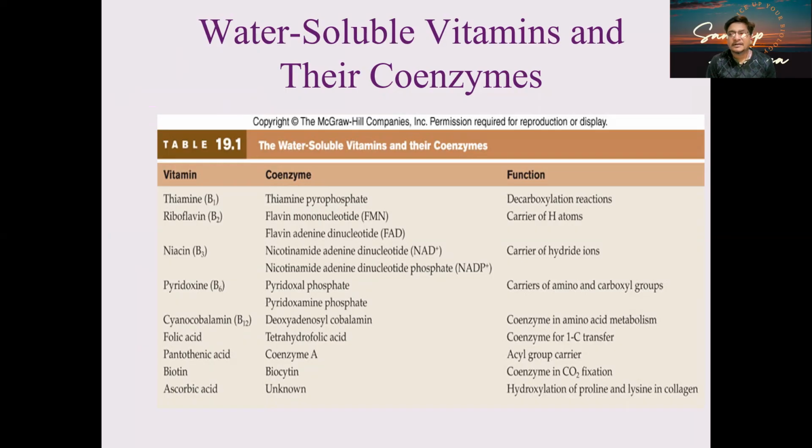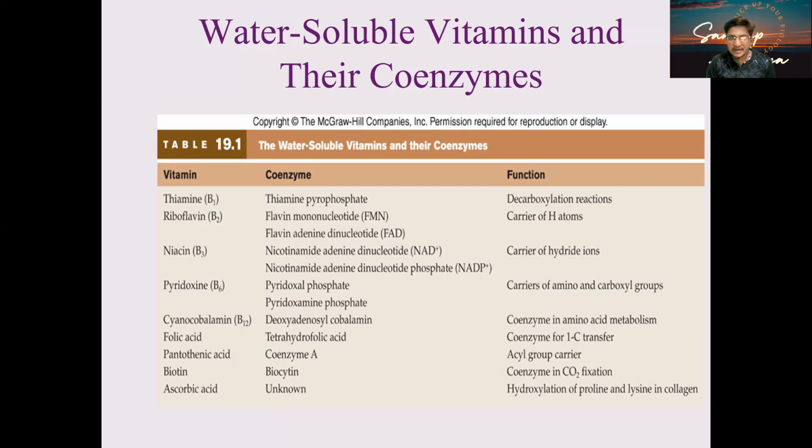For example, vitamin B1, that is the thiamine pyrophosphate. It is always involved in the decarboxylation reaction, whereas the riboflavin, vitamin B2, is FMN and FAD, which is going to be formed from there. They work like a carrier of H plus ion. Then we have the niacin, that is the vitamin B3. We have the NAD and NADP plus, which is a carrier of hydride ion. Then we have the B6 pyridoxine, basically the pyridoxal phosphate and pyridoxamine phosphate. They're the carrier of the amino and the carboxylic group.